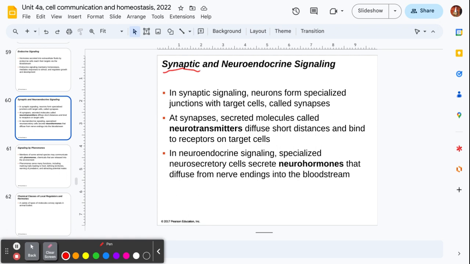In synaptic signaling, the neurons are specialized. They have these tiny little gaps that are called synapses. I don't know if I have a picture of that, so I will draw it. Oh, that's pretty bad, but anyway.